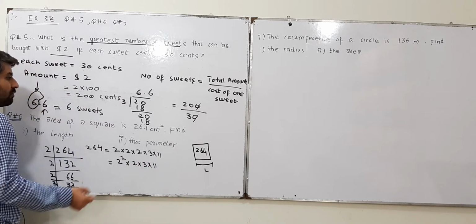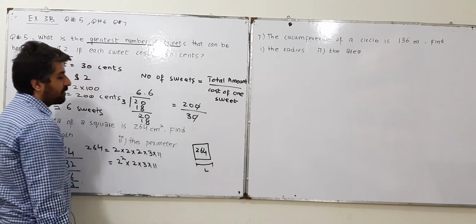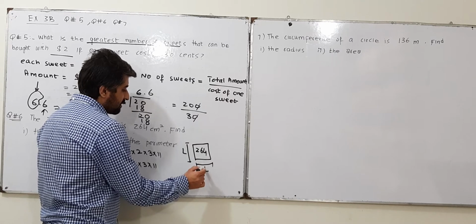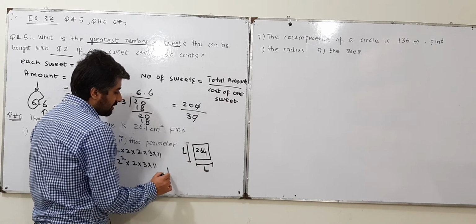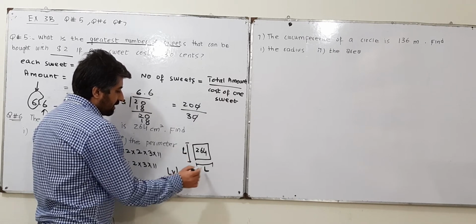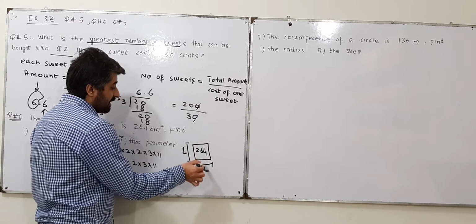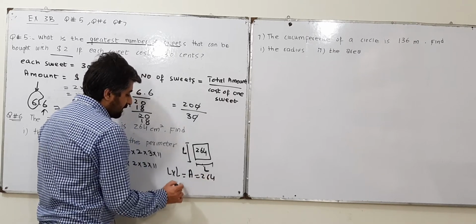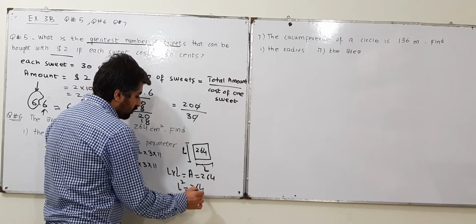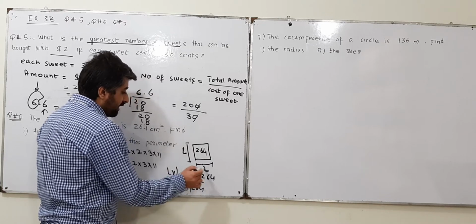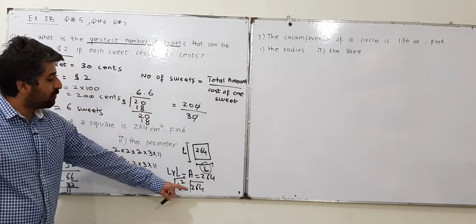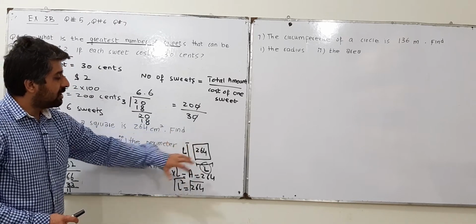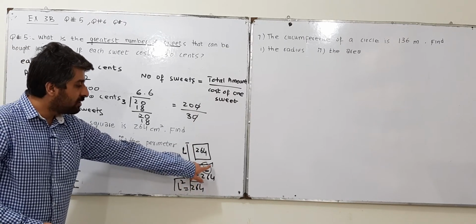Now you have to find the length of the square, and you know that square has equal sides. If this is L, then this is L, and length multiplied by width is the area of square, which is 264. So basically L square is equal to 264, and you need to take a square root to find the length. All the lengths are equal. Taking square root of area will give you this length.